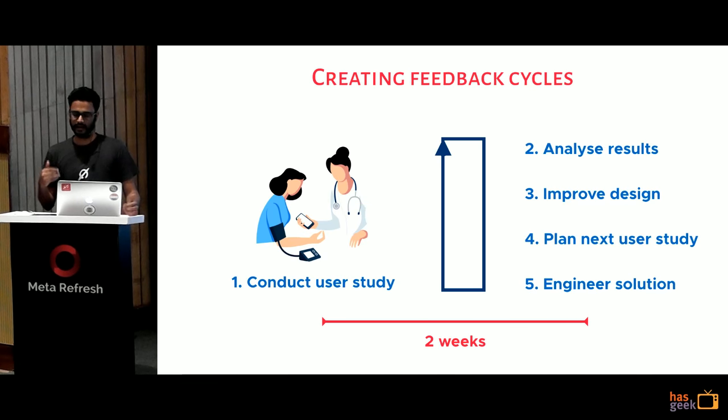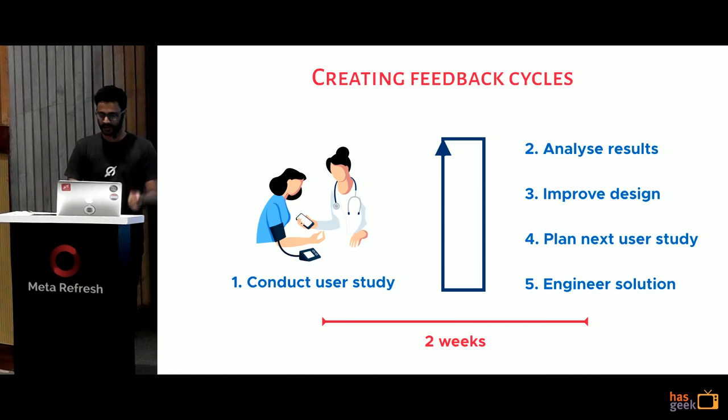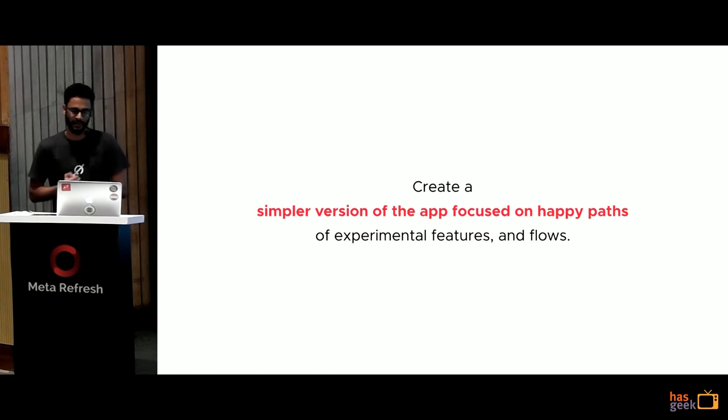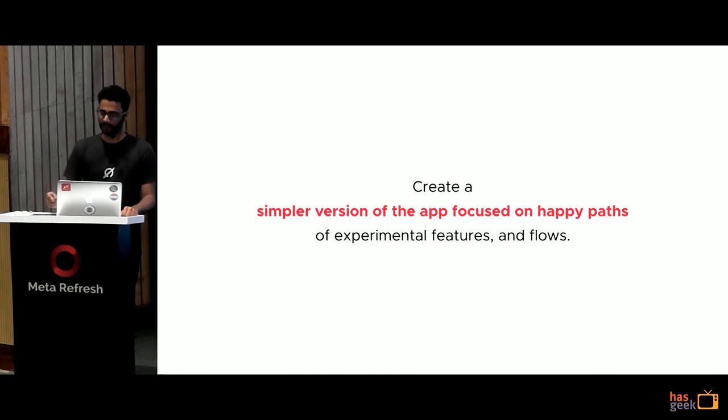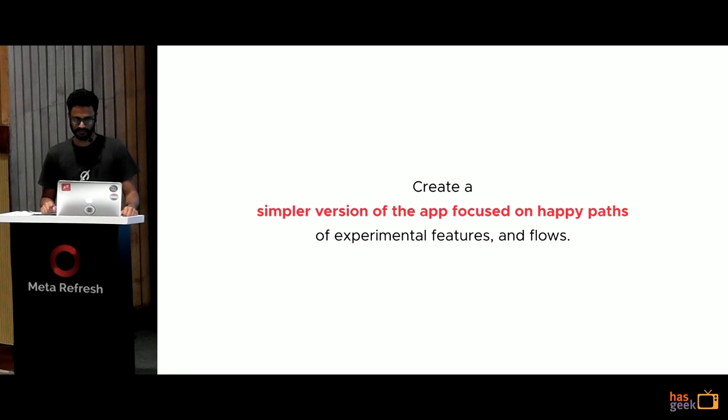So the fundamental difference here from what you would have noticed in other such cycles is that you first plan the user study and then engineer backwards from there. And you build exactly what's necessary for that. My proposition is this: that we create a simpler version of the app focused on happy parts of experimental features and flows. I'll let that sink in, because that's all I could try and compress that down to. And I'll get to the specifics right away, I guess.